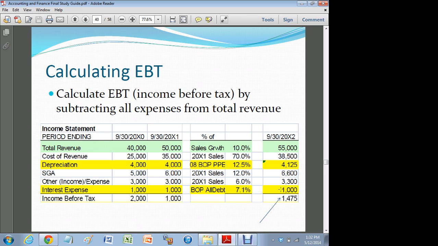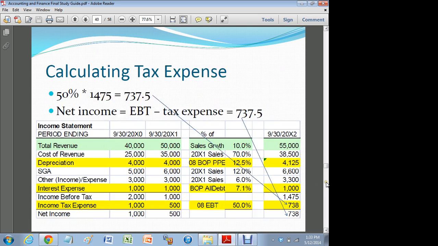So before we got to 50%, where was that? We haven't done anything with 50% just yet. Okay. Once we have the income before tax, 50% of that's going to be the tax expense, which I think is the next slide. Yep. So this 50% tax expense, we can use once we get the income before tax for this current period. And then once you have the tax expense, you can subtract that from the EBT and get the net income. So with that, the income statement is finished.